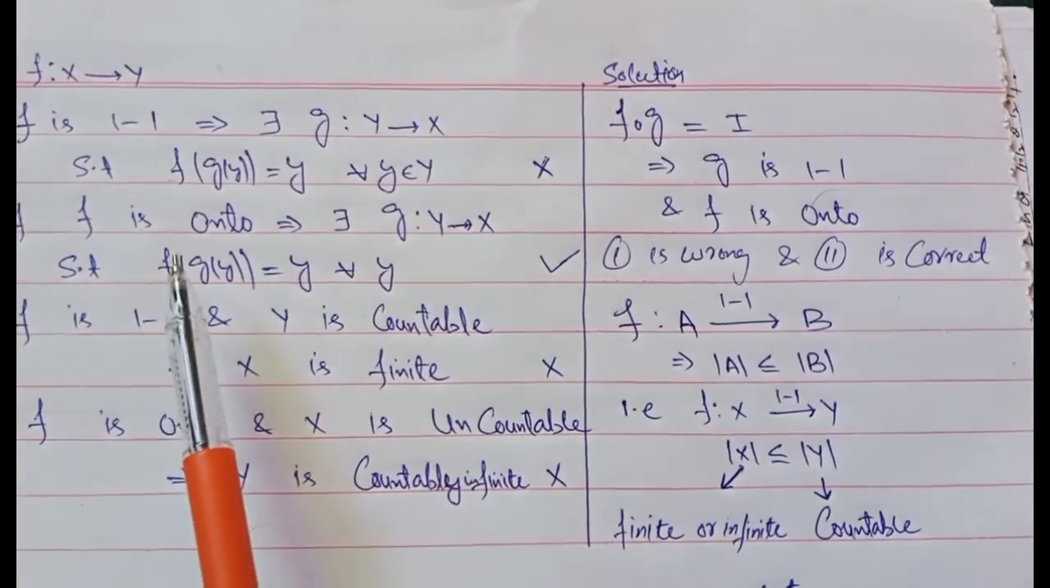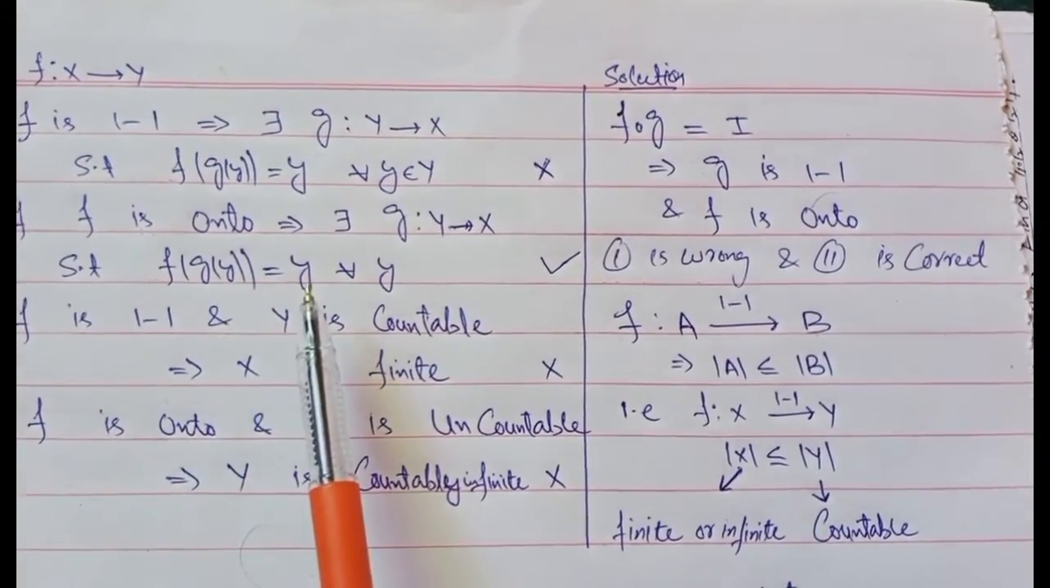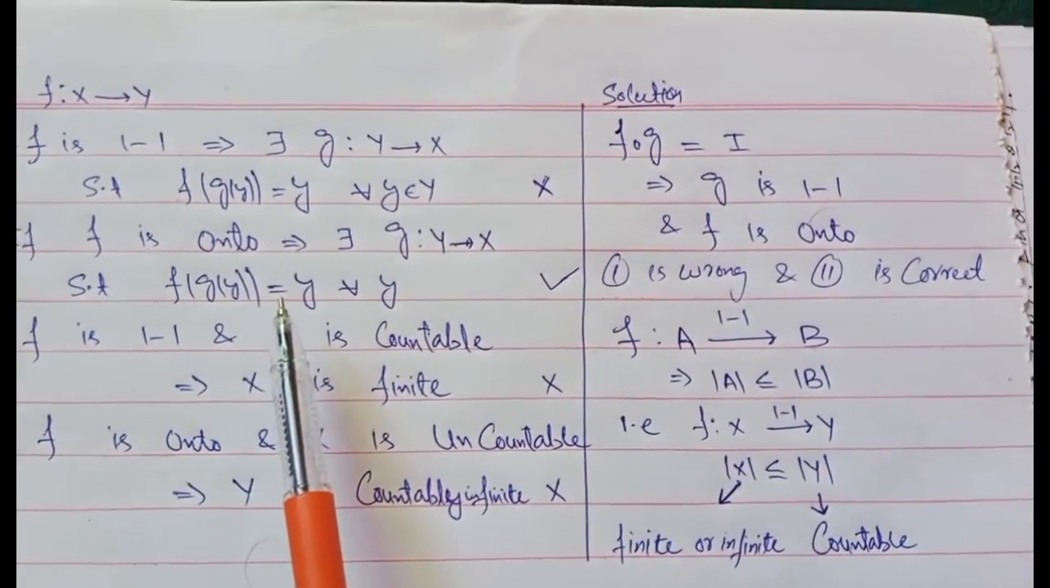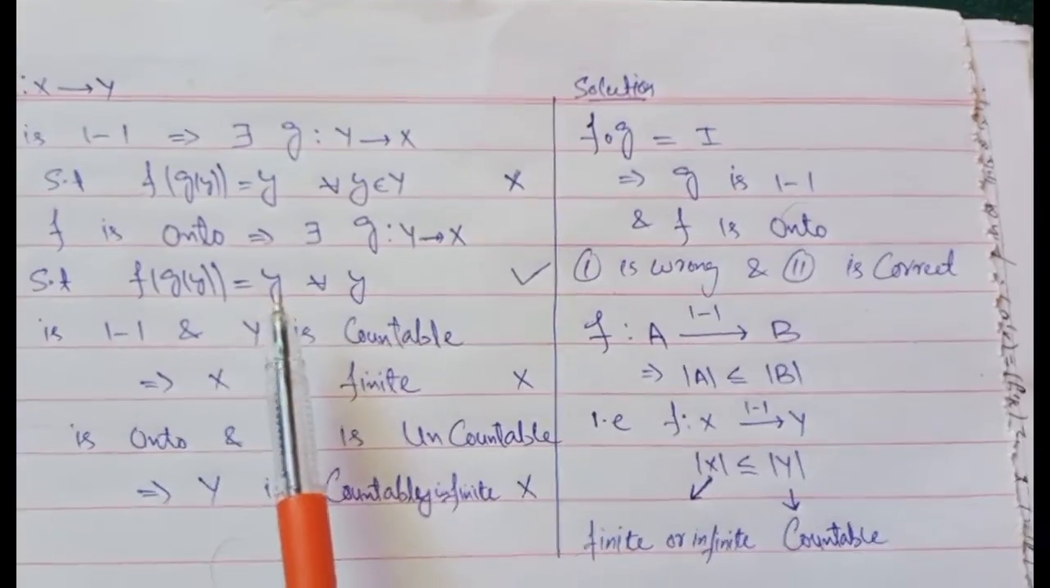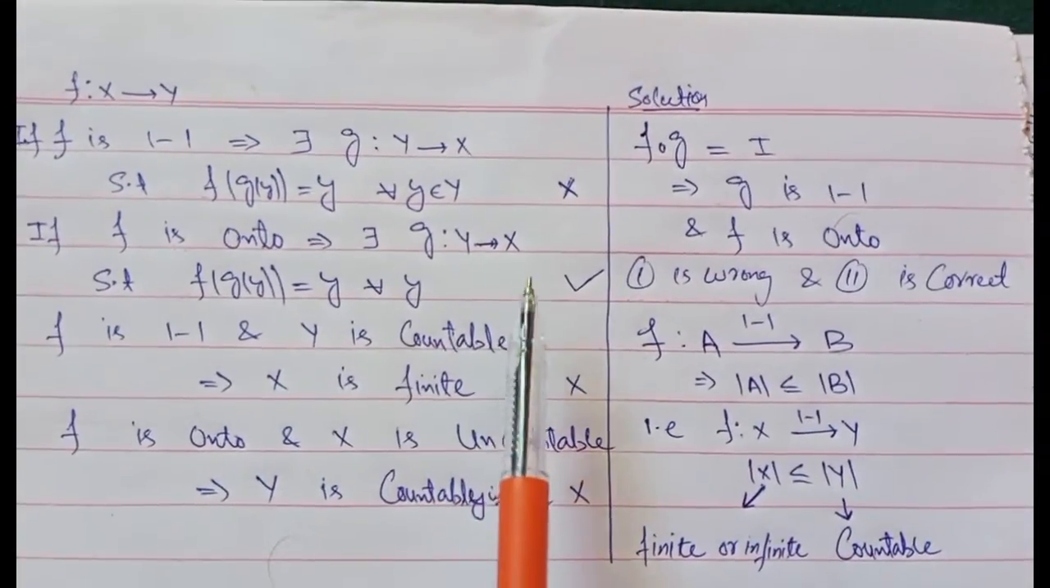Now look at the second option. Again, f composition g of y is y. That is, this is the identity function, so it is the bijective function. That implies f must be an onto function. So option second is right.